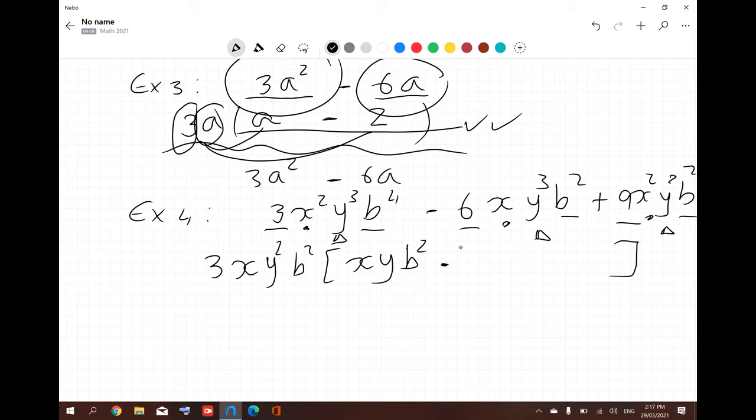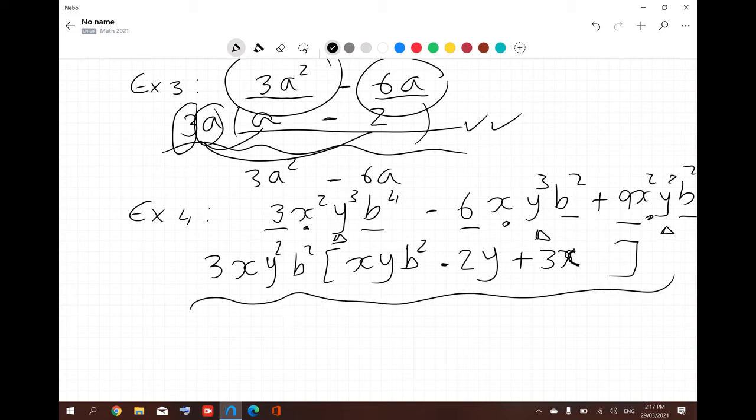6 divided by 3 is a 2. X will cancel. Y cubed divided by y squared is y. B squared will cancel. And then positive divided by positive is positive. 9 divided by 3 is 3. X squared divided by x, I'll get x left in there. And then y squared will cancel, b squared will cancel, so I'll get this as my factorization.